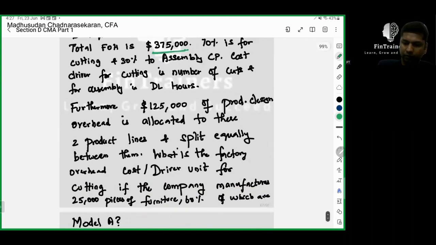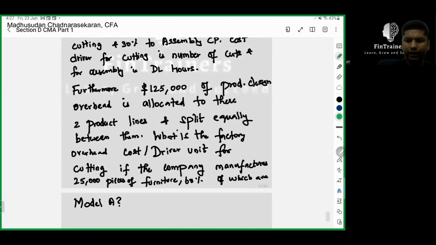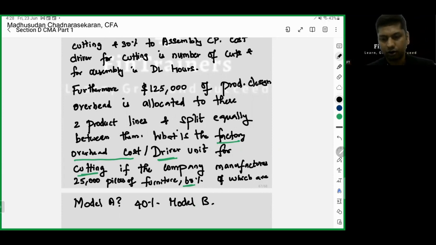Now we're coming to the question. What is the factory overhead cost per driver unit for cutting? Let's read the question carefully. What are they asking? What is the factory overhead cost per driver for cutting? For cutting, what is the driver? It's the number of cuts. The company manufactures 25,000 pieces of furniture, and 60% is for model A, which means 40% is for model B. That is implied. Now, all they're asking is the cost per driver unit for cutting. That is cost per cut.